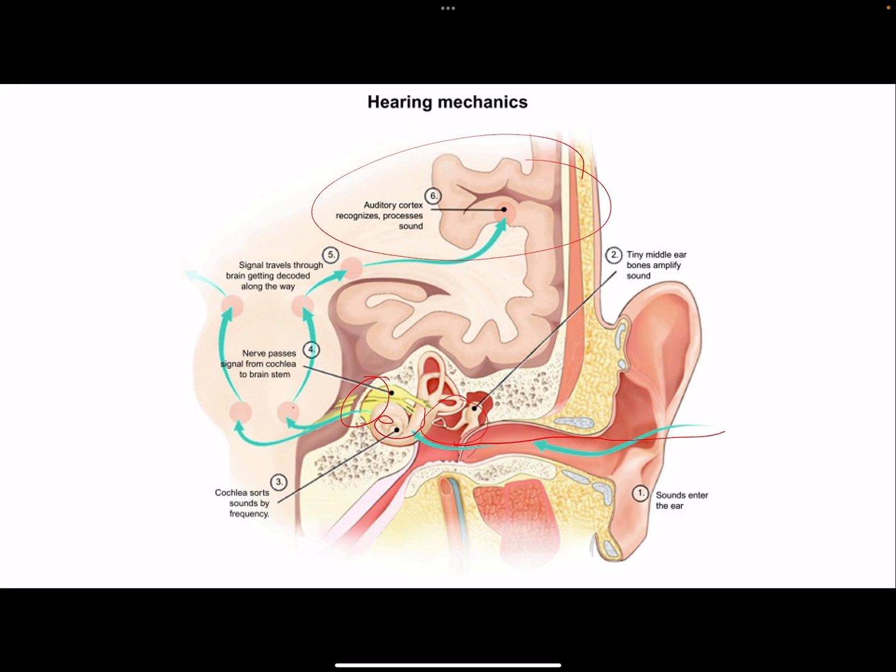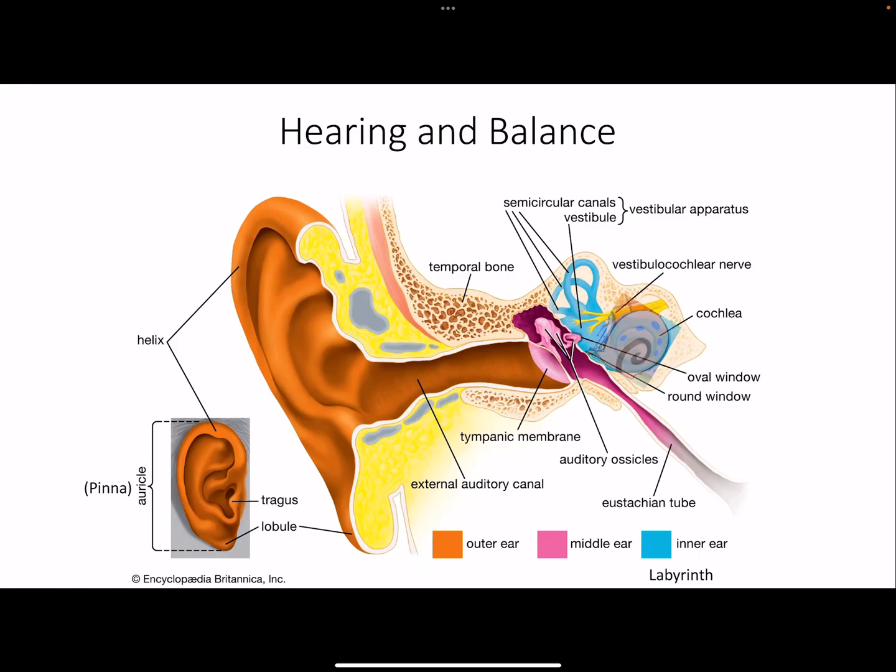Typically, though, it's going to go contralaterally. So the right ear will go to the left side of the brain for processing. So again, we have our outer ear here. Your ear is an auricle, also known as the pinna. We're then going to go through the external auditory canal. We have the tympanic membrane.